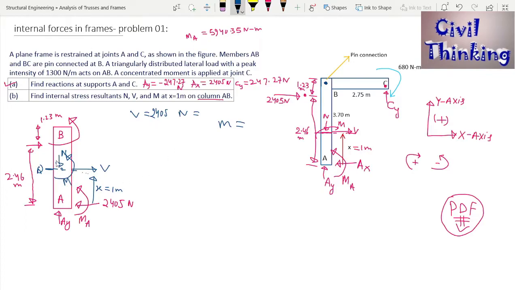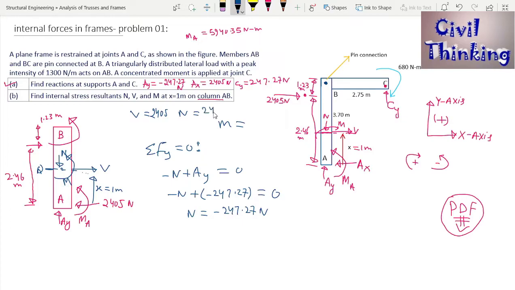Now we have to find N, the normal force. N is vertical, in the Y direction, so we simply apply summation Fy equal to 0, the equilibrium equation in the vertical direction. N is downwards, so it is minus N. AY is upwards, plus AY, and AY is minus 247.27. Is there any other upward force? No, so it is 0. So minus N plus AY, minus 247.27, is equal to 0. From here you get N to be minus 247.27 Newton. Now let me rub all of this.